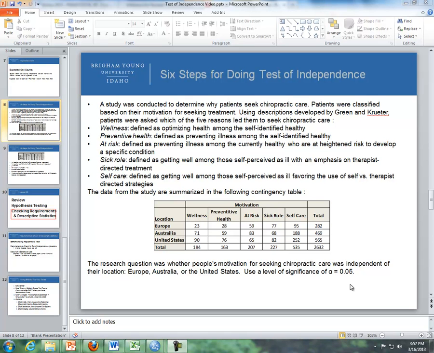Hello, this is Brother Cromar, and this is a continuation of Lesson 20 dealing with Test of Independence. And so here's the second problem dealing with Test of Independence, and this was found in the online textbook.